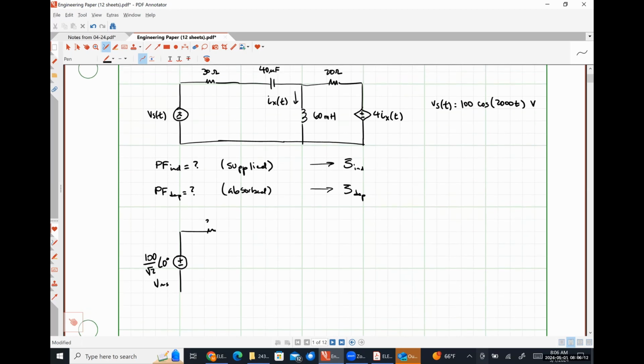Our 30 ohm resistor is going to continue to look like a 30 ohm resistor. We'll take care of our capacitor and inductor in a moment. The 20 ohm resistor is going to continue looking like a 20 ohm resistor. And then this, sorry, this is a voltage source, is going to look like 4 Ix, where Ix is now being represented by an RMS phasor signal. So let's go ahead and draw that in our circuit diagram here.